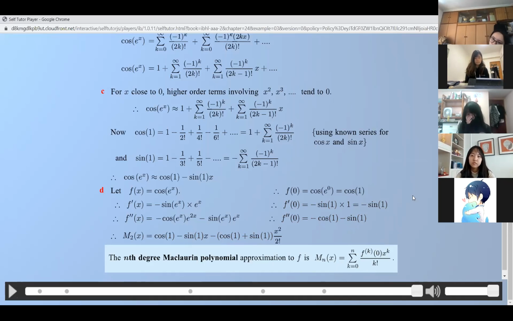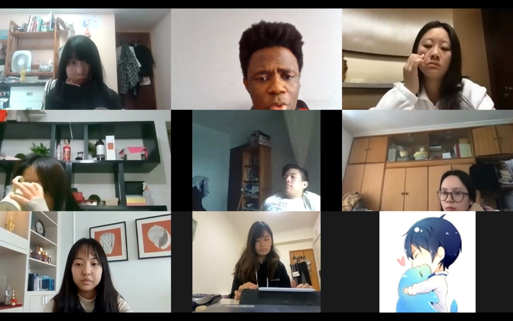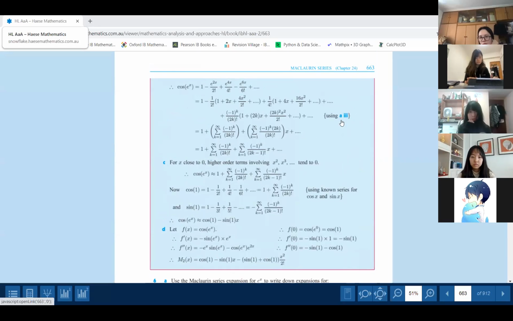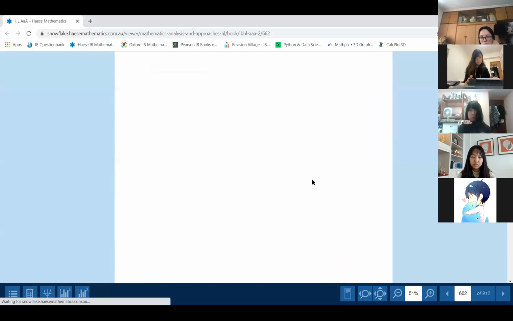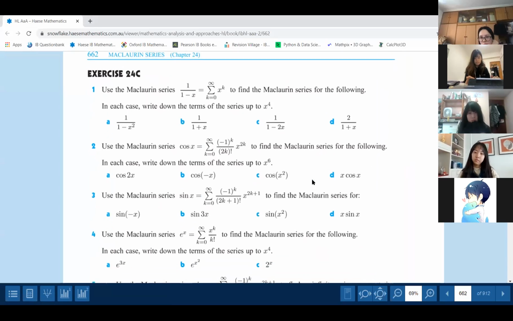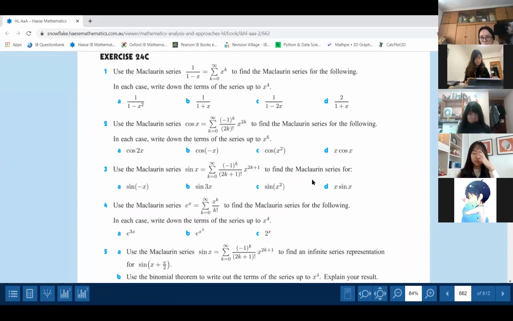Before we go, I'd like to also show, this is composition. There are questions to be done under composition, which I will be sharing with you. So this is the one we have just looked at. These are composition problems.